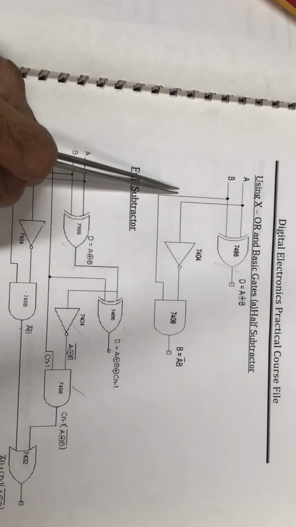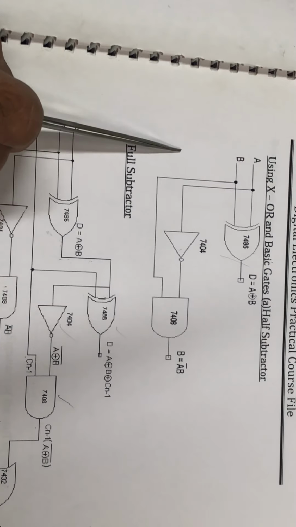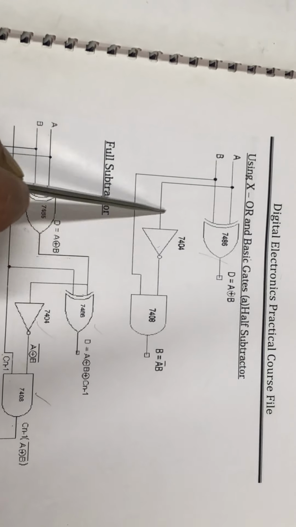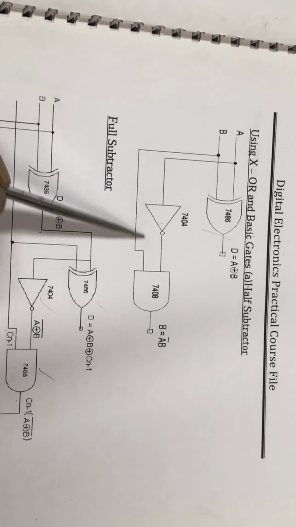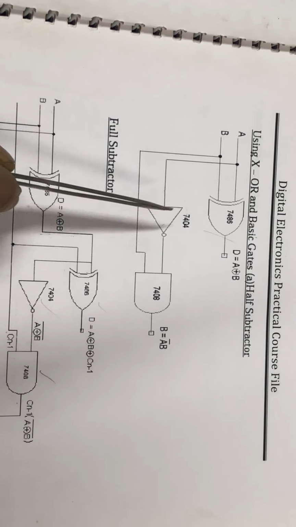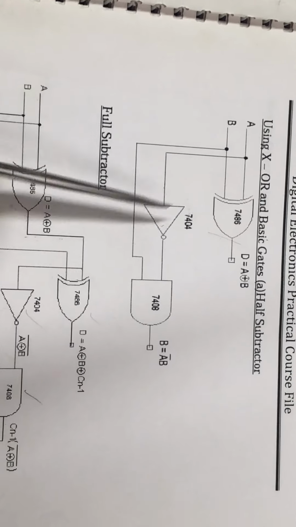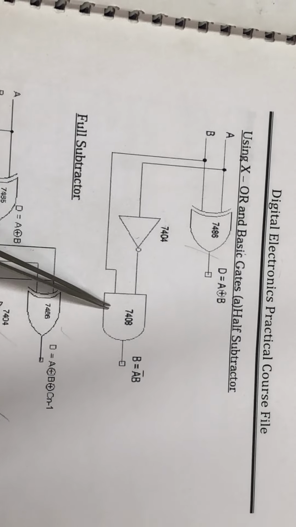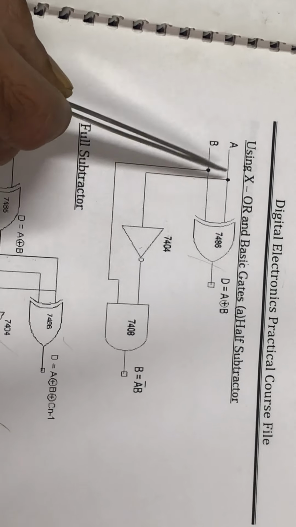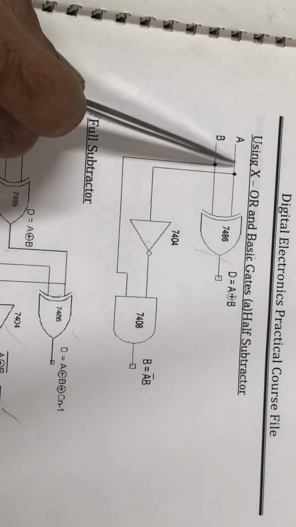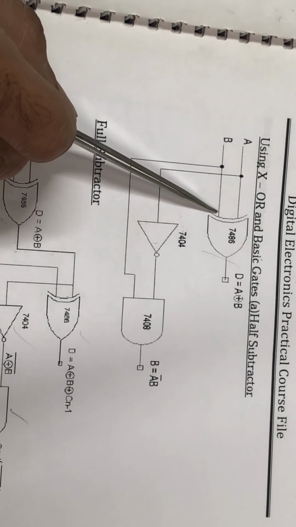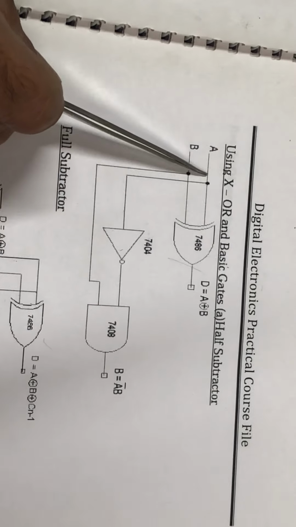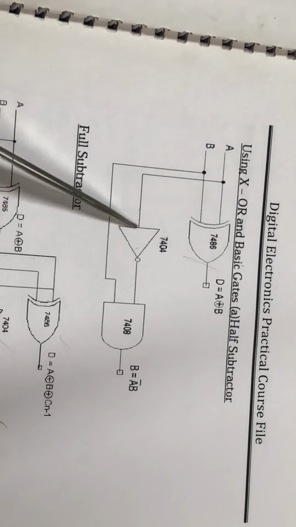The only difference between half adder and half subtractor is the presence of this NOT gate. Only one NOT gate is added to half adder and it becomes half subtractor. Now the NOT gate is getting the input from 7486, the first input which was going to 7486. The same input has been taken.